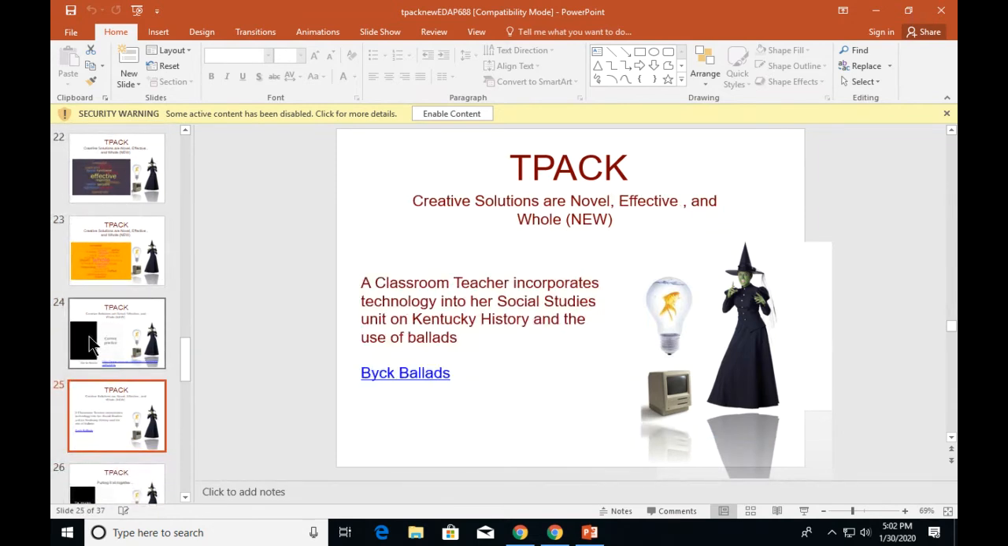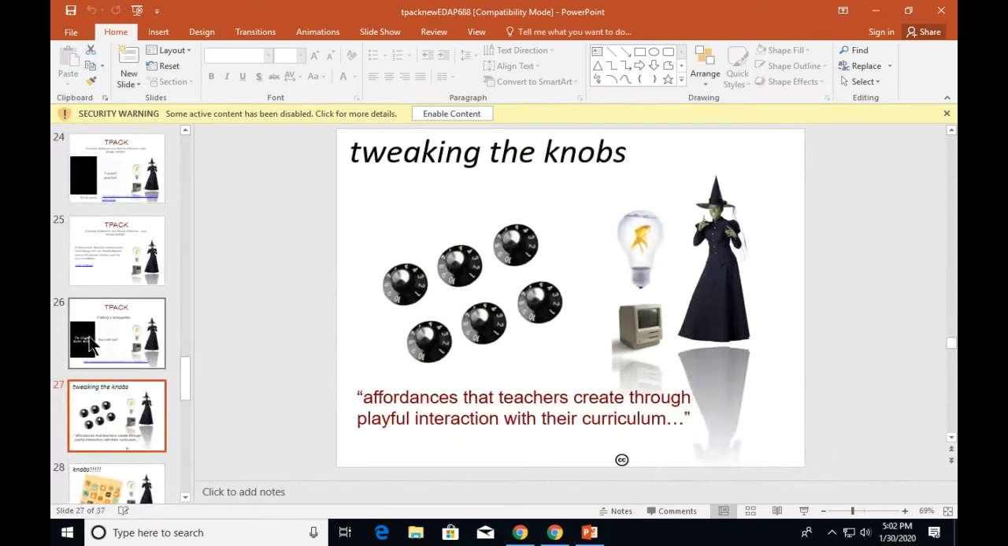All right, I don't think I need to go much further than this. Oh, I do, sorry about that. Tweaking the knobs. What we just talked about was how we look at technology, content, and pedagogy working. Now we move over to the realm of the things that we can use. They call it tweaking the knobs, they being Punya and Kohler. Their definition of it is affordances that teachers create through playful interaction with the curriculum.